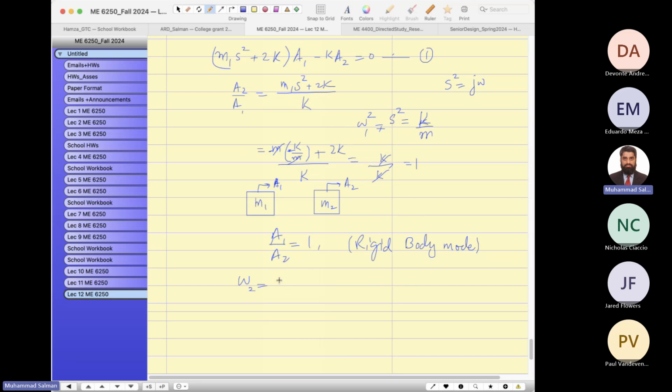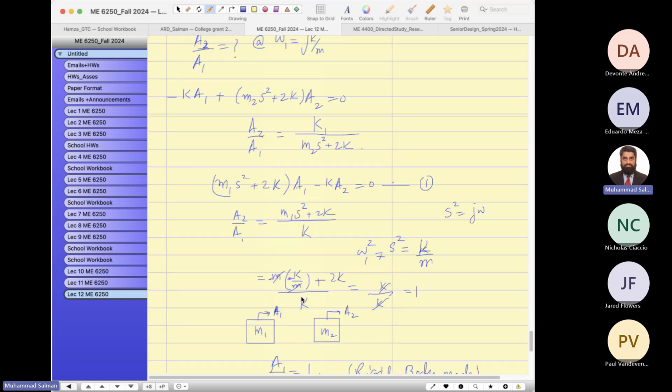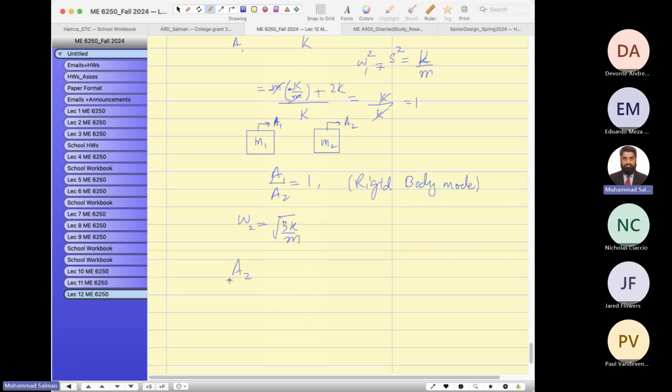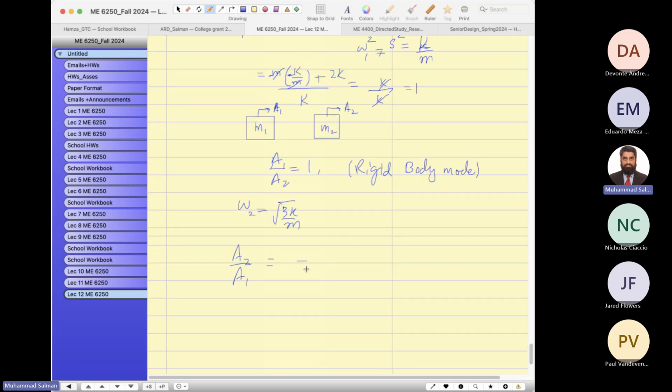And when we plug in the second omega, which is square root 3k over m, in the same equation, a2 over a1, s² is a negative sign because of j squared. It is negative 3k over m times m. So this means that if mass m moves to the right one centimeter, the other mass moves to the left with 1 centimeter.